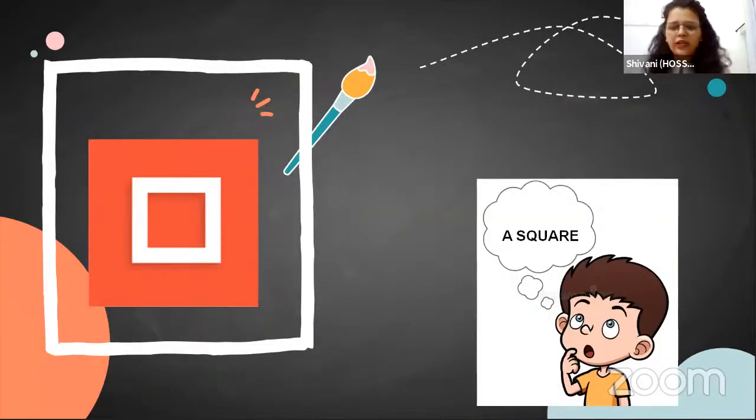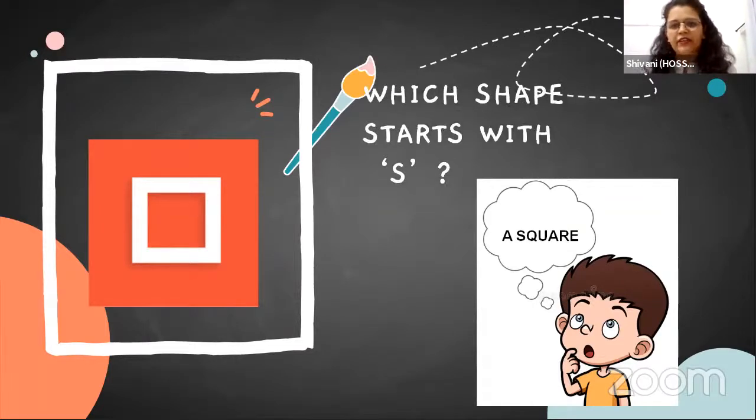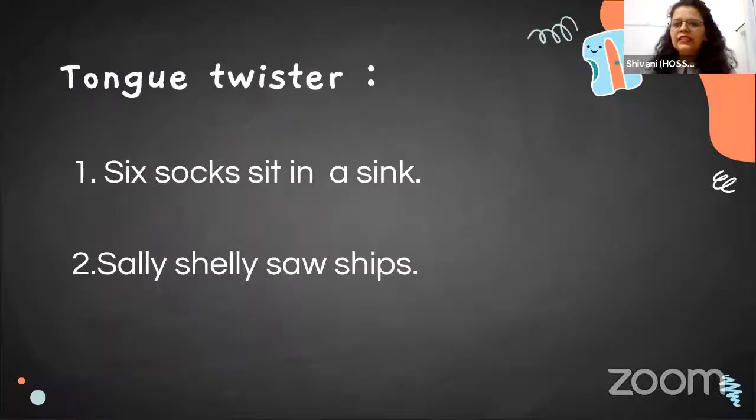After that, a brain game is there, in which the teacher will ask a question: can you tell me any shape which starts with S? So it's square. So they will answer, somebody will answer, some will not, and it will increase their vocab again. So like this again.